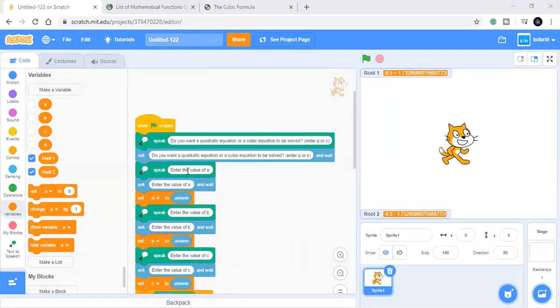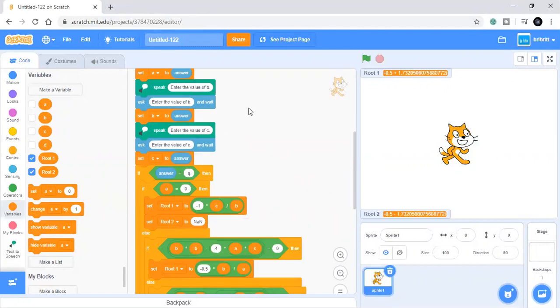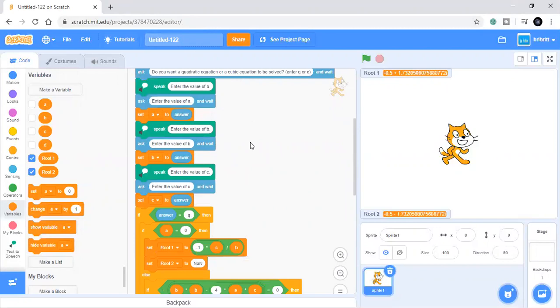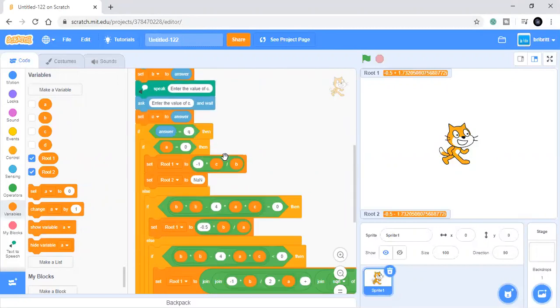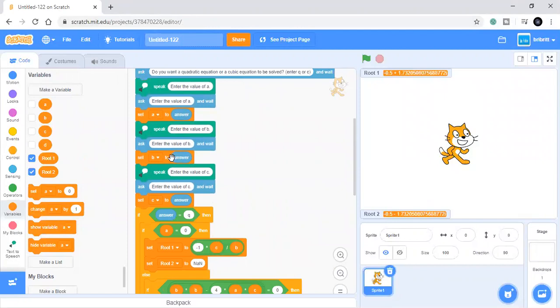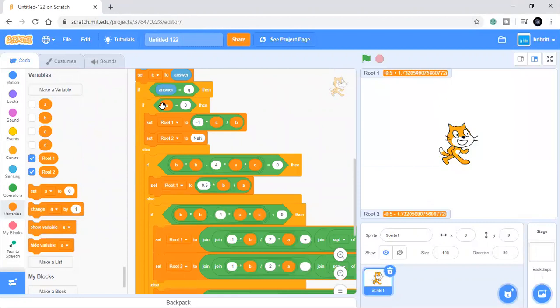So after it asks us to enter the value of A, which is ax squared plus bx plus c equals 0. Alright. So, yes, ax squared plus bx plus c equals 0. This is quadratic equations. If a is equal to 0, then set root 1 to negative 1 times c divided by b. Set root 2 to not a number.